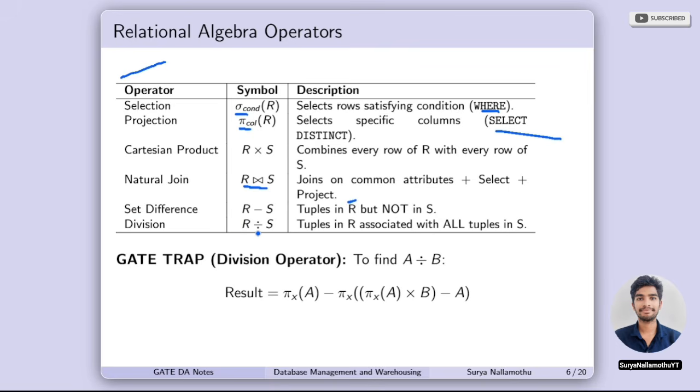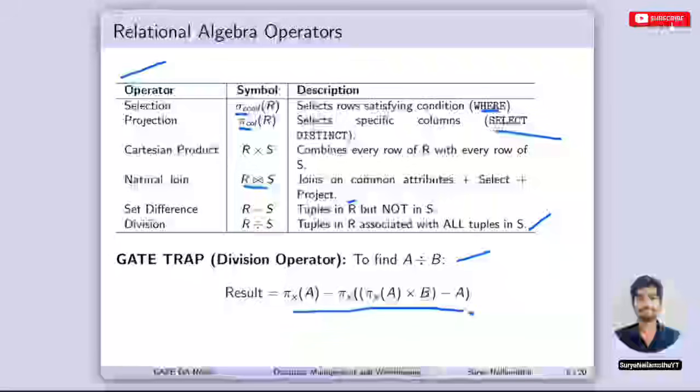The division is nothing but R division symbol S. It means the tuples in R associated with all tuples in S. It is very simple. The tuples in R are associated with all tuples in S. That is the definition under which we apply the division form. In the GATE exam, there is a tricky question that will be asked. He gives in the question to find A division B, so the result will be the standard result after applying these terms in multiple ways. So you need to remember this well.